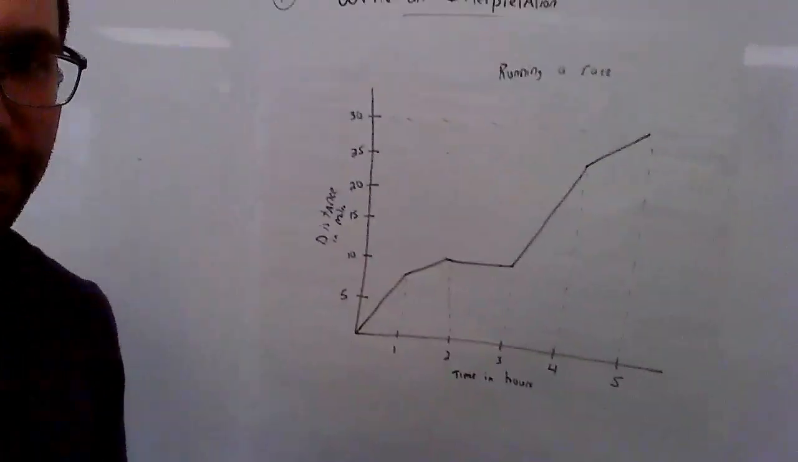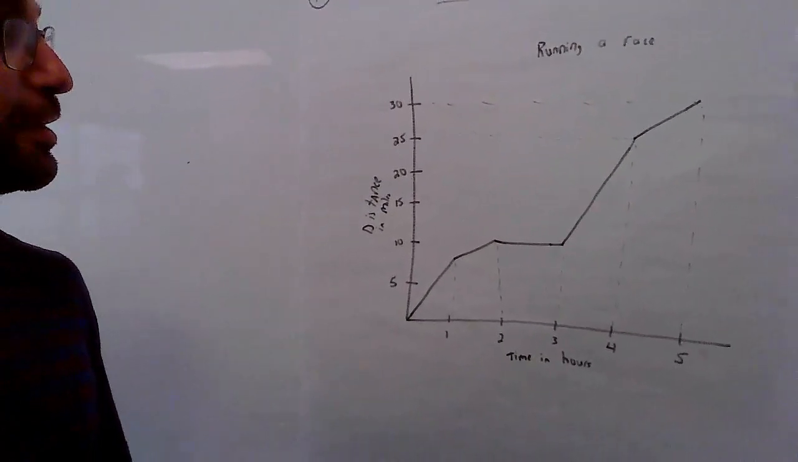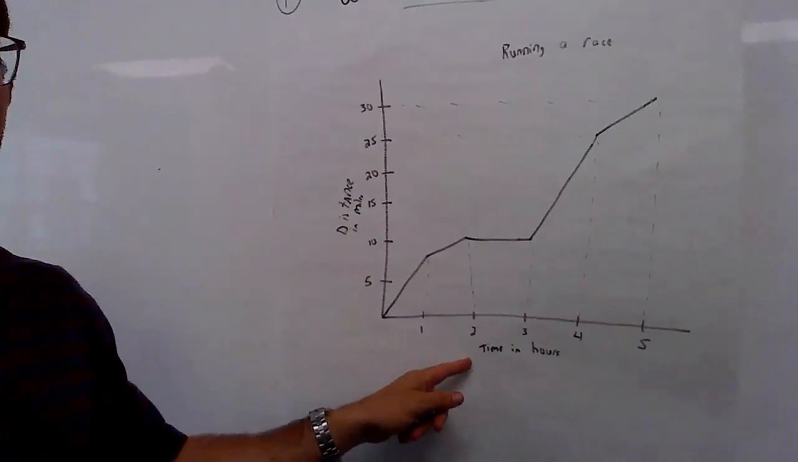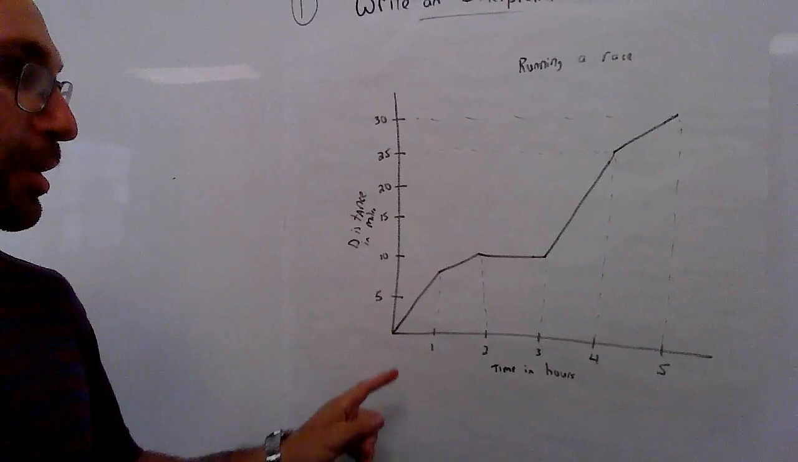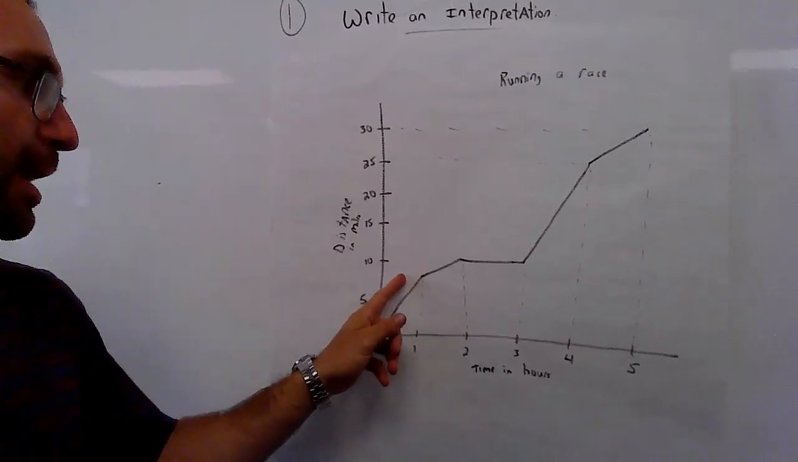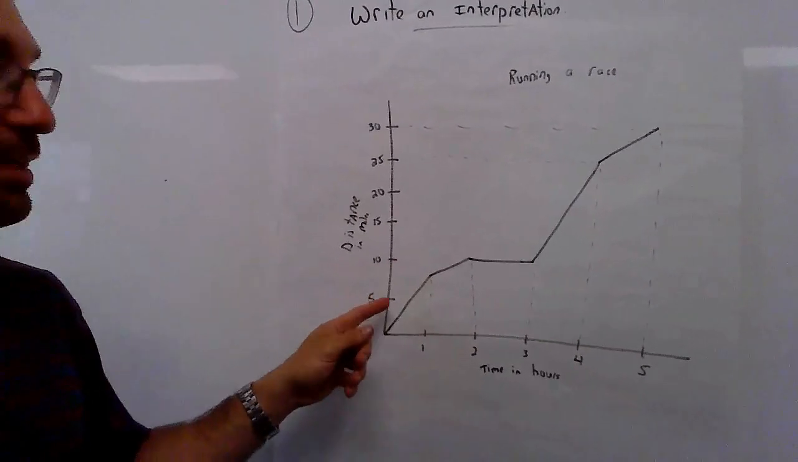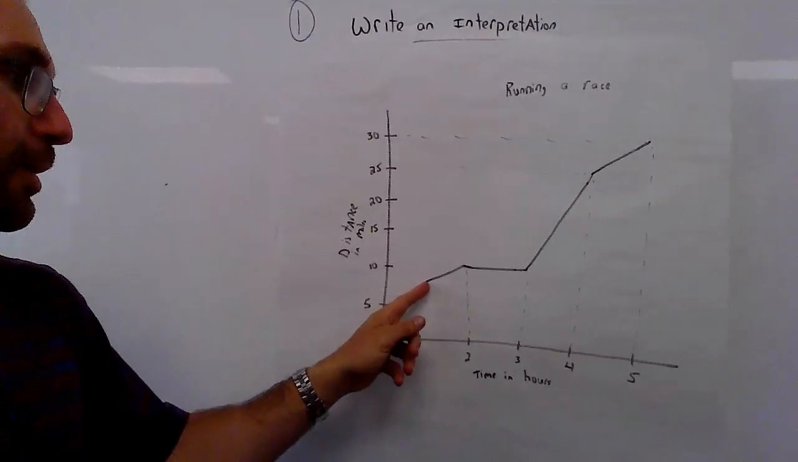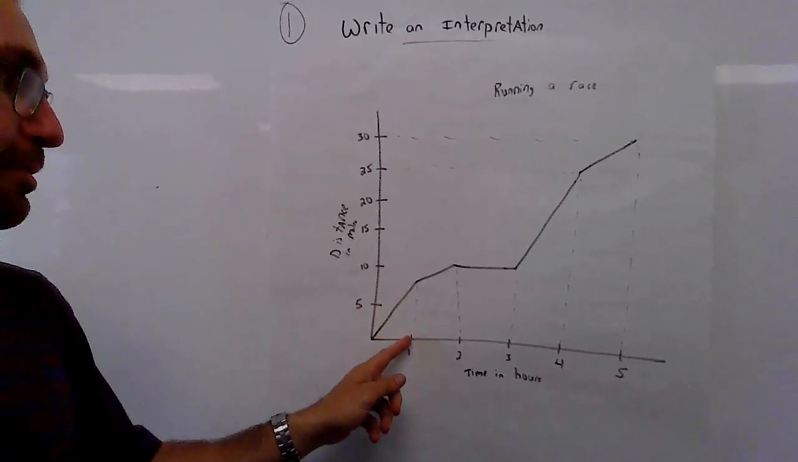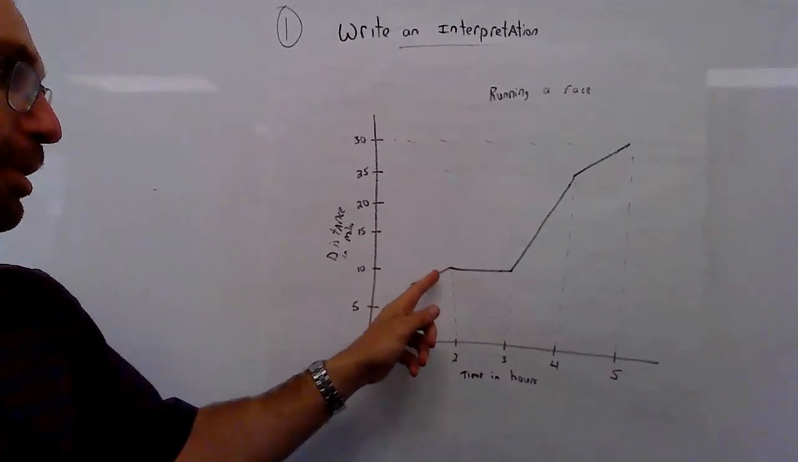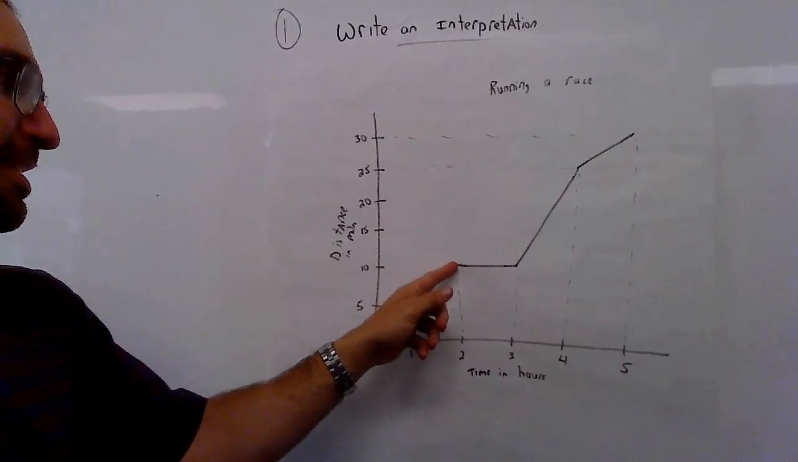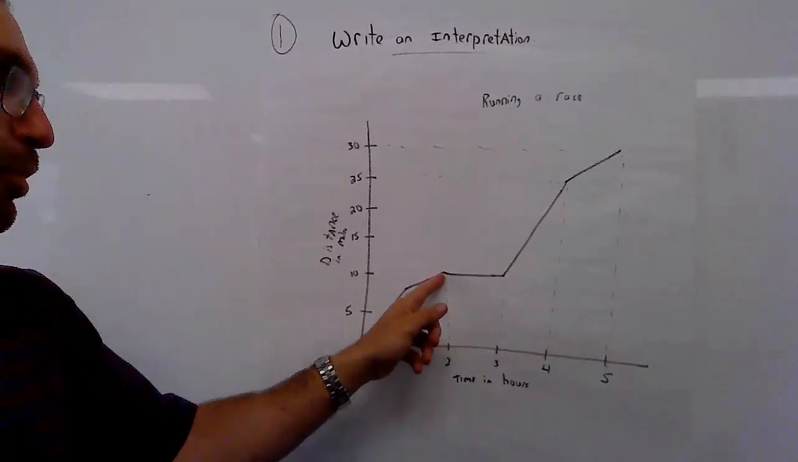Okay, so as I talk about this, everything is labeled distance in miles, time in hours, running a race. In the first hour, I run about 8 miles. So in hour 1, I ran at a pace of 8 miles per 1 hour. In the second hour, from hour 1 to 2, I ran at 2 miles. Actually, let's go 4 miles in 1 hour.